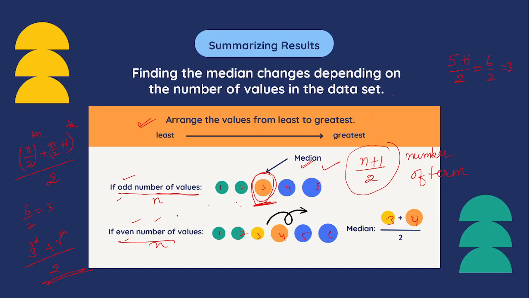Fine, let me repeat it once again. Odd number means the middle value, so (n plus 1) by 2. If it is an even number, we divide n by 2, take that term plus its next term, add both and divide by 2. Like this we calculate the median.